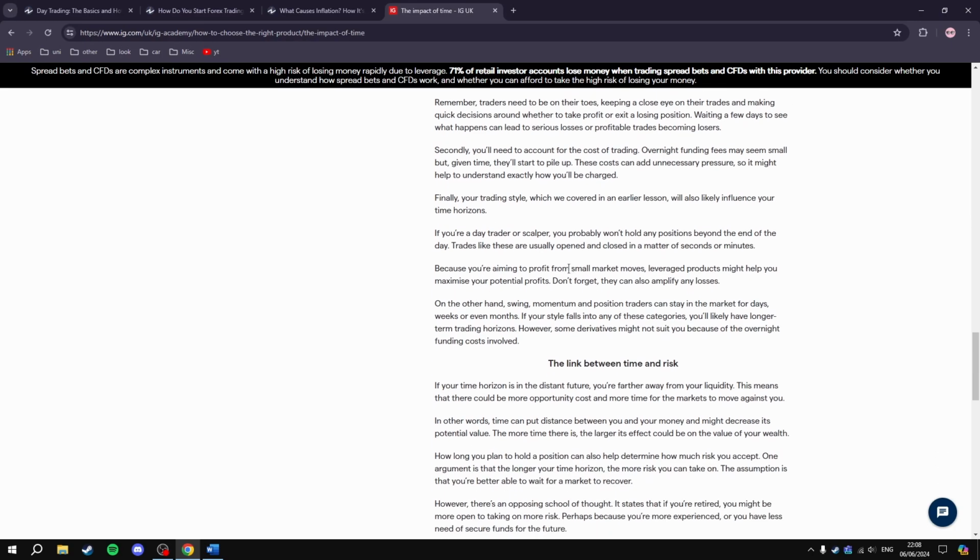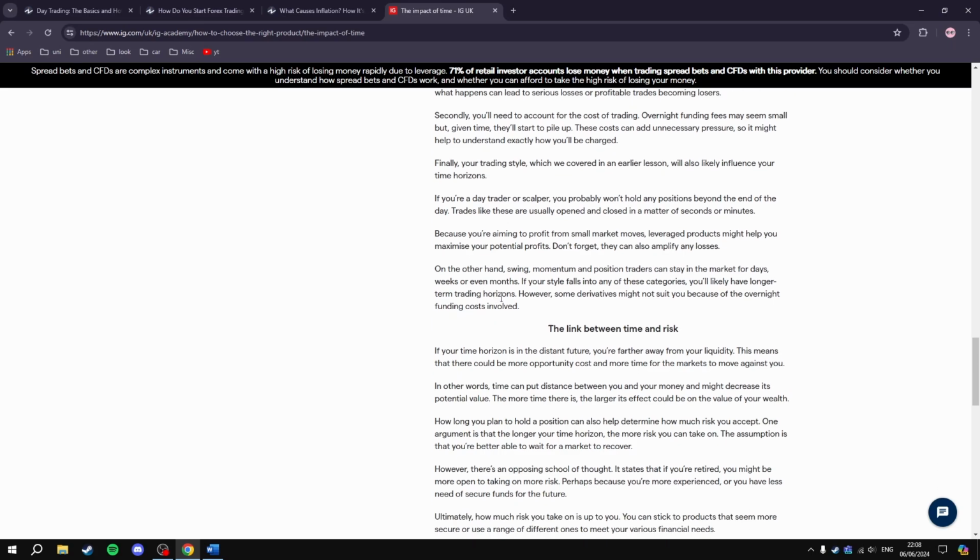Trading style will also influence your time horizon. So if you're a day trader or a scalper, you probably won't hold your positions any longer than the end of the trading day. Trades are usually opened and closed in a matter of seconds or minutes within the day. And then we've got swing, momentum, and position traders who can stay in the market for days, weeks, or even months. So in this case, you have longer-term trading horizons.